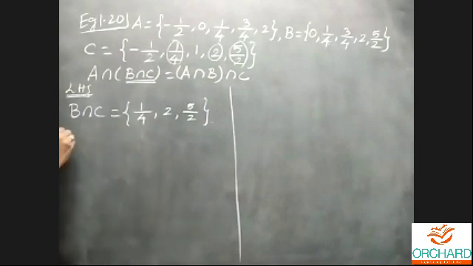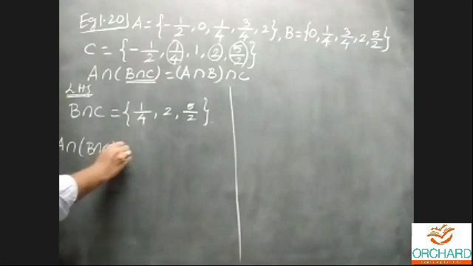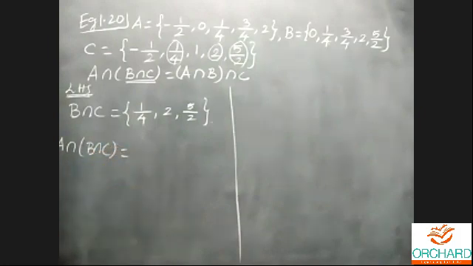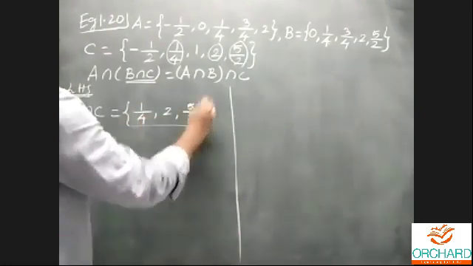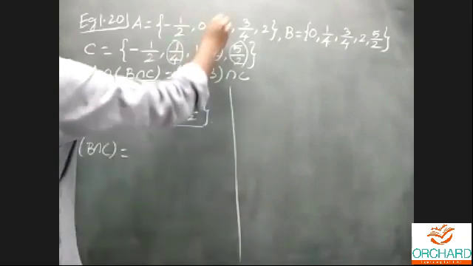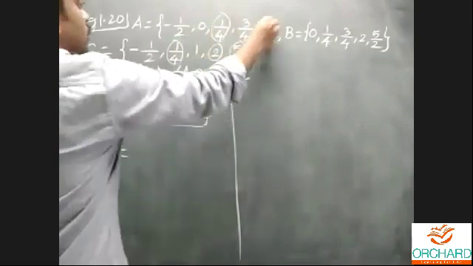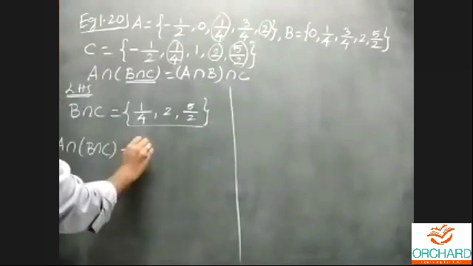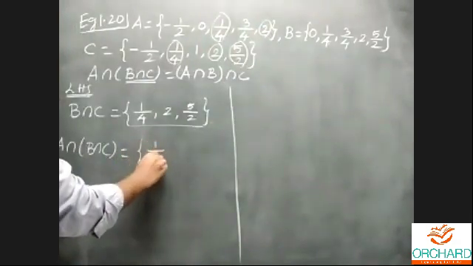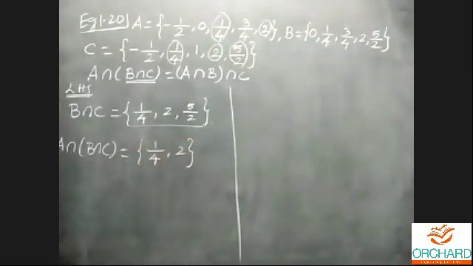Next, A intersection B intersection C. Compare these three elements with set A. What are the common elements? 1/4, then 2. Only the two elements are common. 1/4, 2. Called equation number 1.